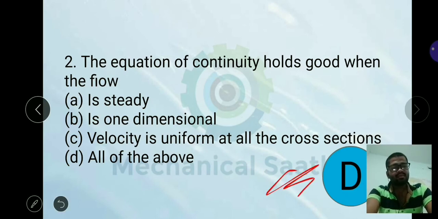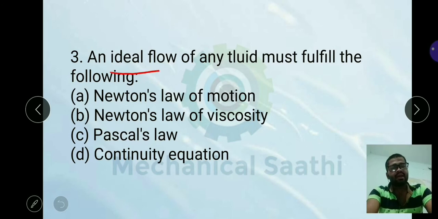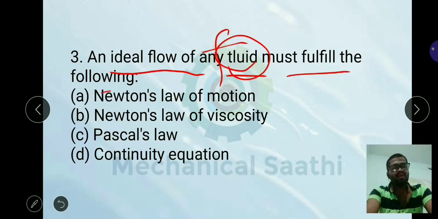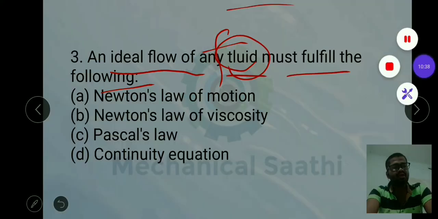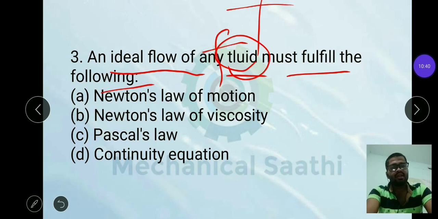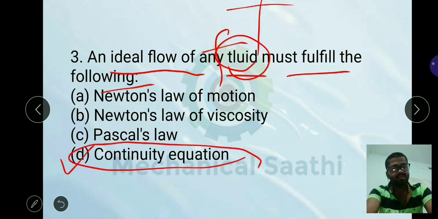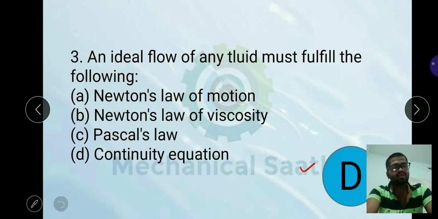Okay, so next question: an ideal flow of any fluid must fulfill which law? An ideal fluid should follow the continuity equation. So again, option D will be the correct one. So here also, D option is correct.